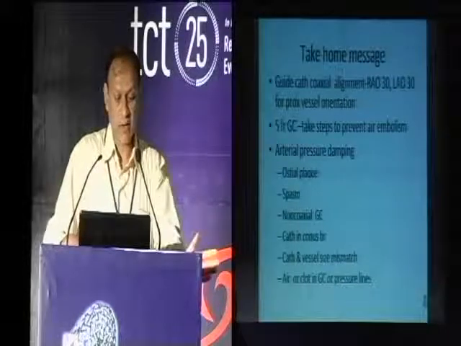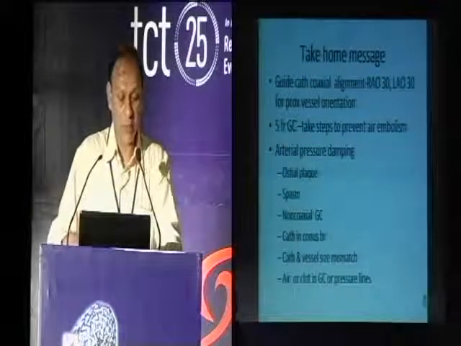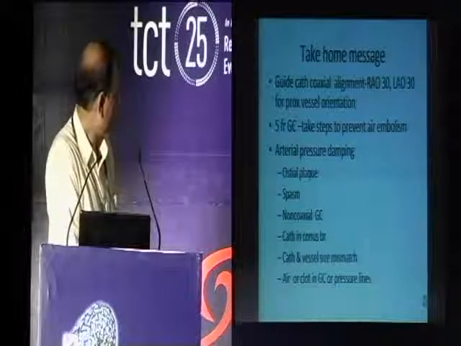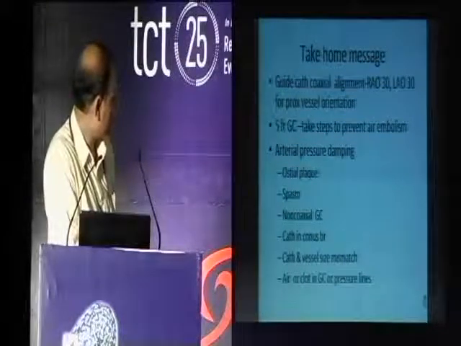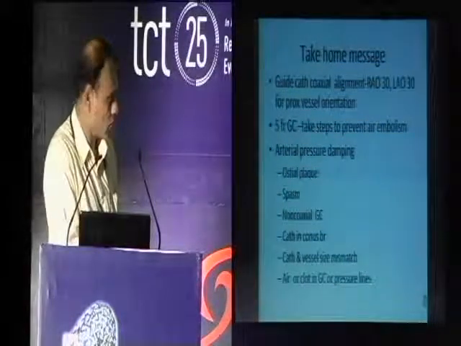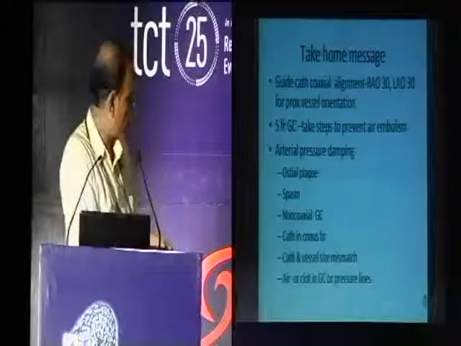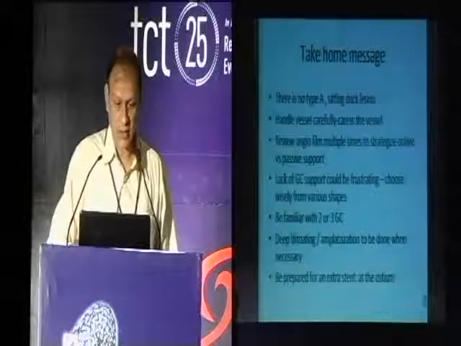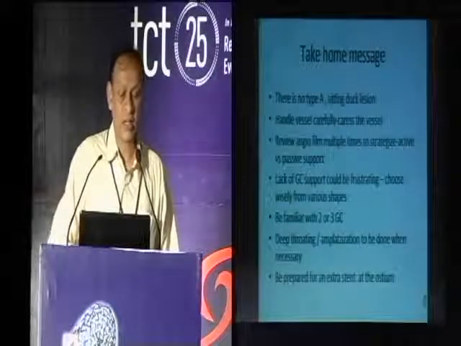Arterial pressure damping, we have had Dr. Kapati talking about this, but very important again, especially for the right coronary artery, an ostial plaque, a spasm, or a non-coaxial guiding catheter location, or a catheter in the conus branch is again very important there. There is no typal lesion or a sitting duct lesion.